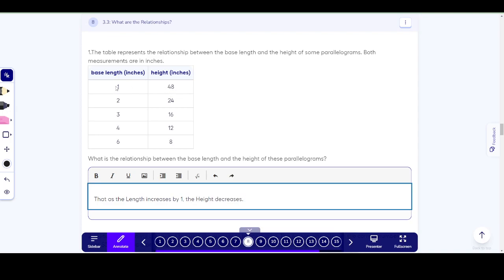What's 48 divided by 1? 48. What's 48 divided by 2? 24. What's 48 divided by 3? 16. What's 48 divided by 4? It's 12. And what's 48 divided by 6? It's 8. So it looks like you are taking 48 and dividing by the x value.